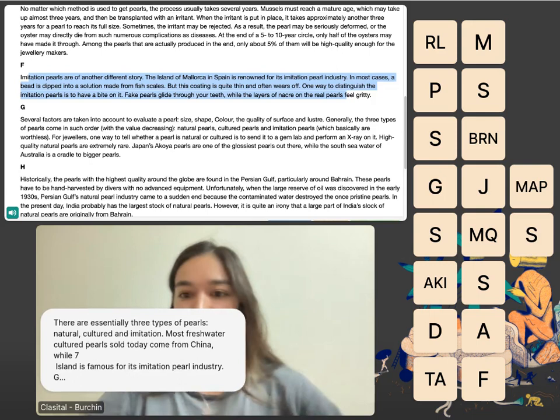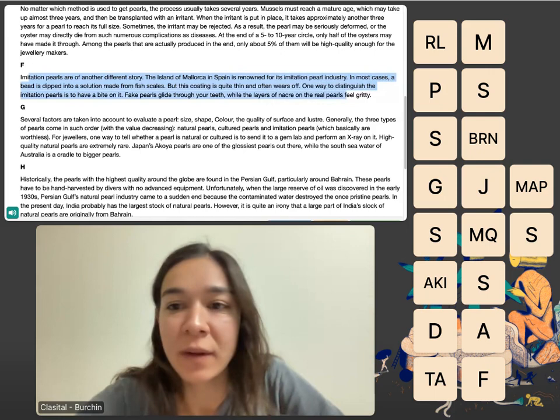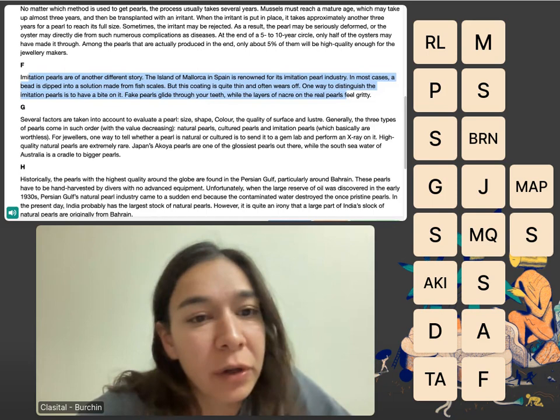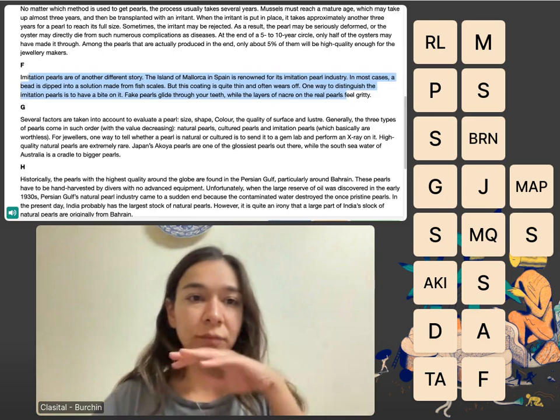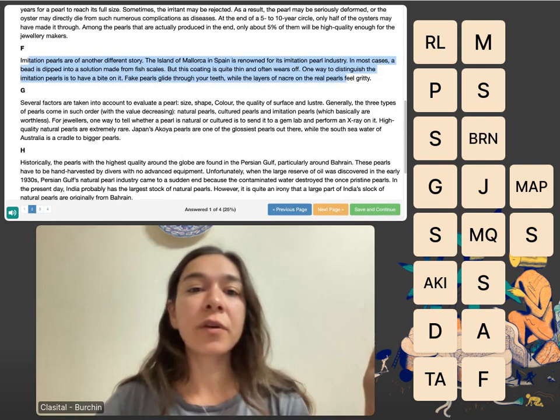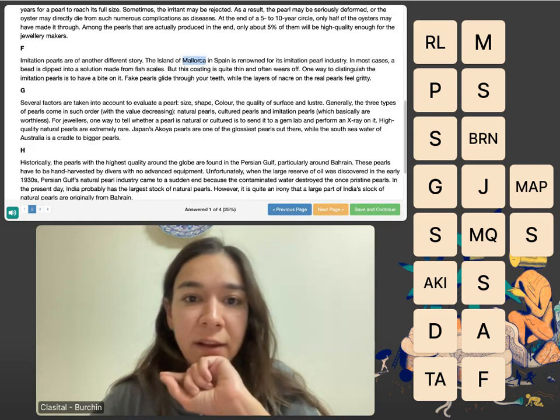So what do you think for the question seven? Mallorca. Very good. And it says island, and in here I can see the island of Mallorca, and here it says while something island. So they have changed the structure a little bit. Mallorca. To be sure, because this is a name, this is the name of a place. To be sure, look at it very carefully and write it.